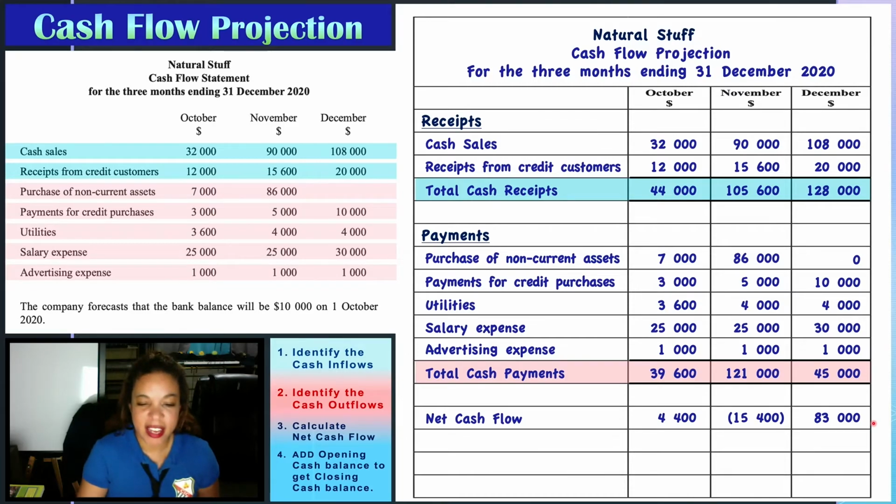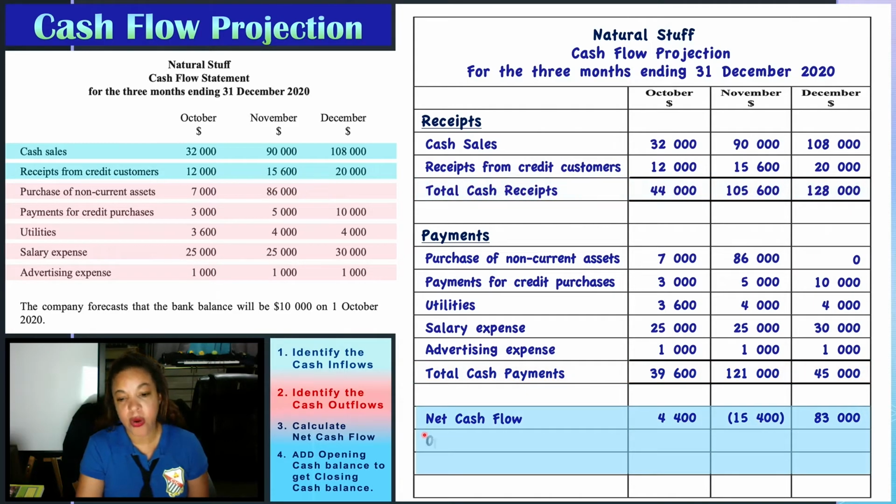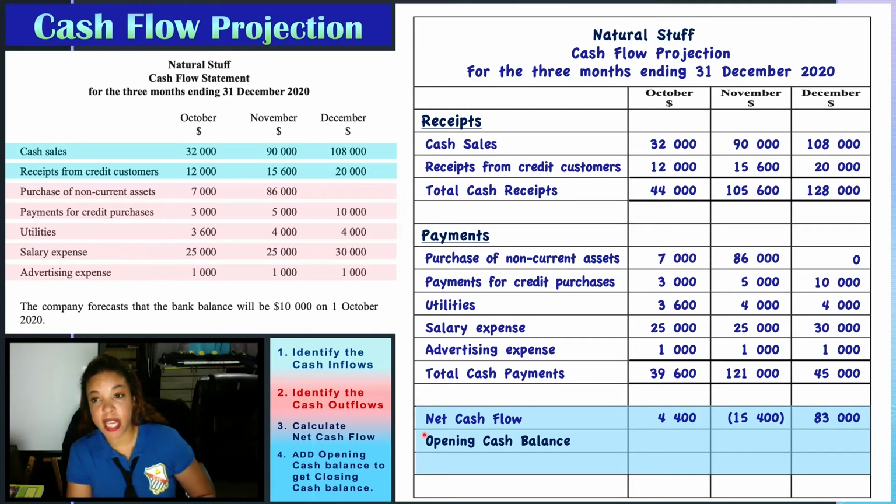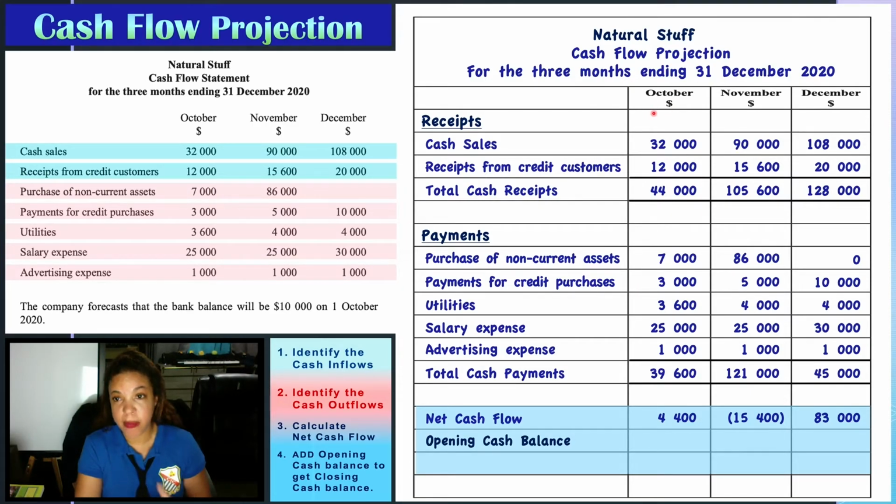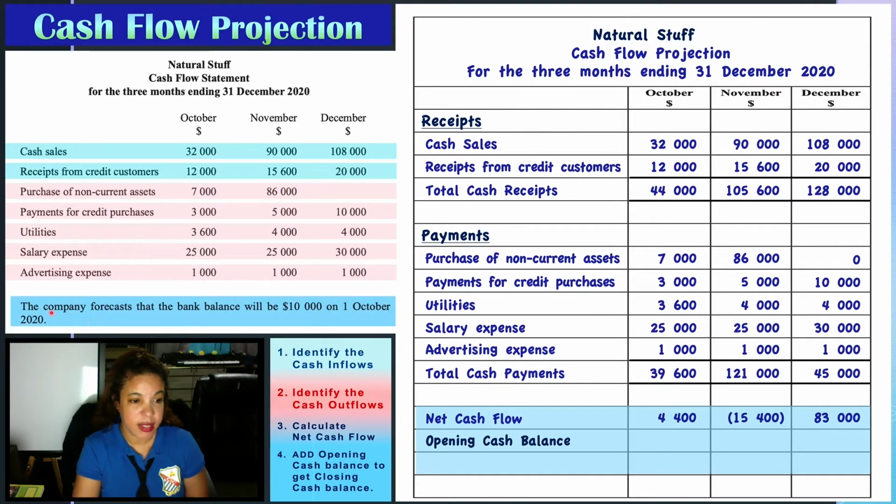Okay, and now we go to the 4th and final stage, which would be to add your opening cash balance. Now they usually will give you this at the beginning of the period, which is October. Remember, this is for the quarter. The quarter starts in October. So we will look at our question, and what you see here, the company forecasts that the bank balance will be $10,000 on the 1st of October.